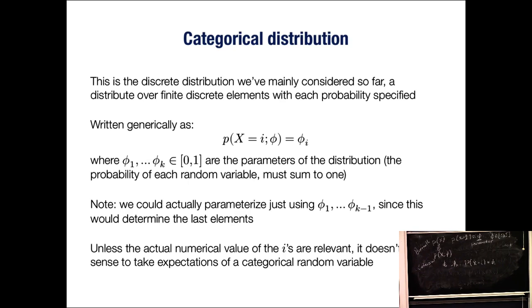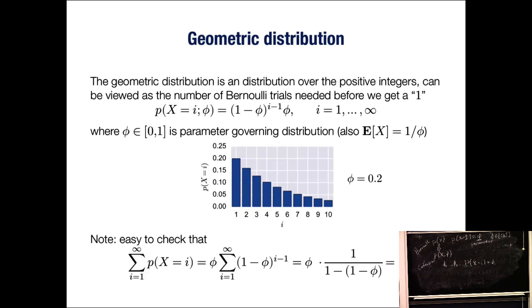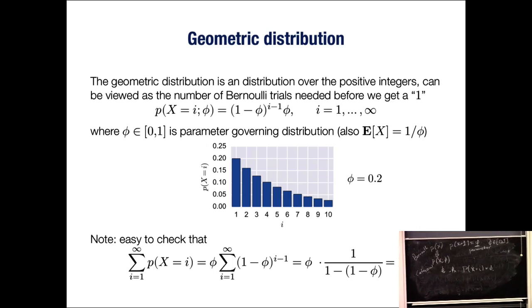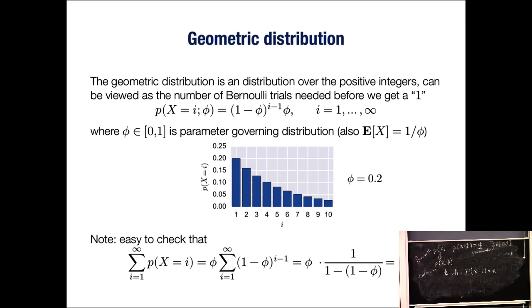I'm not going to write anything on the board about these, but they're good to know about. One of the more common infinite discrete valued random distributions is the geometric distribution. The probability that x equals i is equal to 1 minus phi to the i minus 1 times phi. This is the probability that, if you have a Bernoulli random variable, it takes you i times before you get a 1.